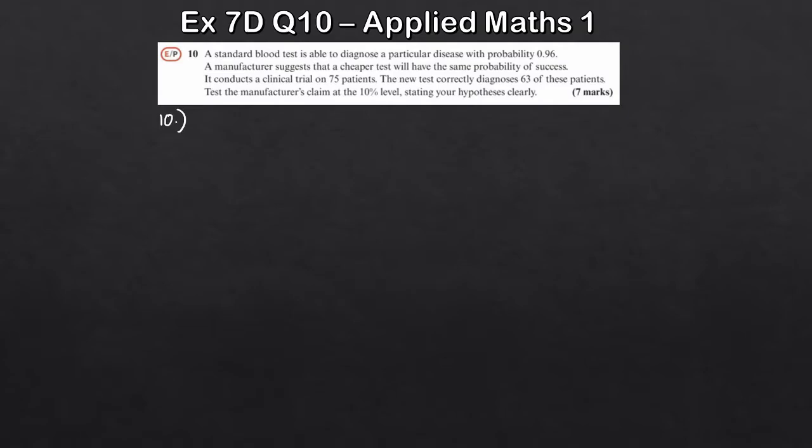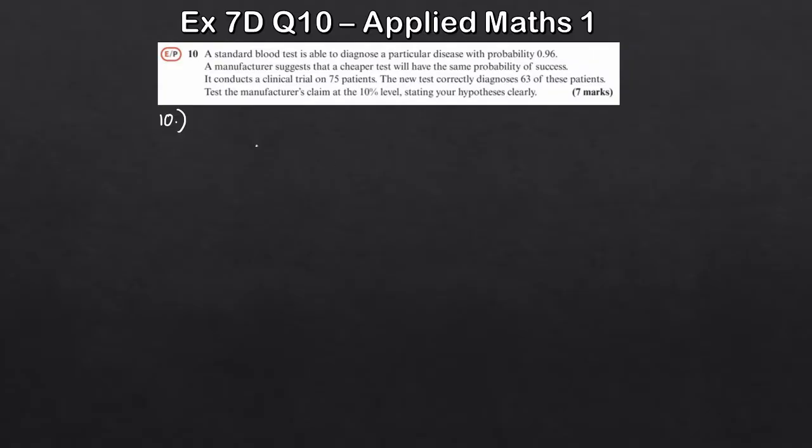So we've got a certain blood test, blah, blah, blah. This is the key part here, where you've got the manufacturer's claim. The manufacturer suggests that a cheaper test will have the same probability of success. So that's the key fact. They're not saying that it'll be better. They're not saying it'll be worse. They're just saying it'll be the same. So if it's the same, we're defining that as a two-tailed test.